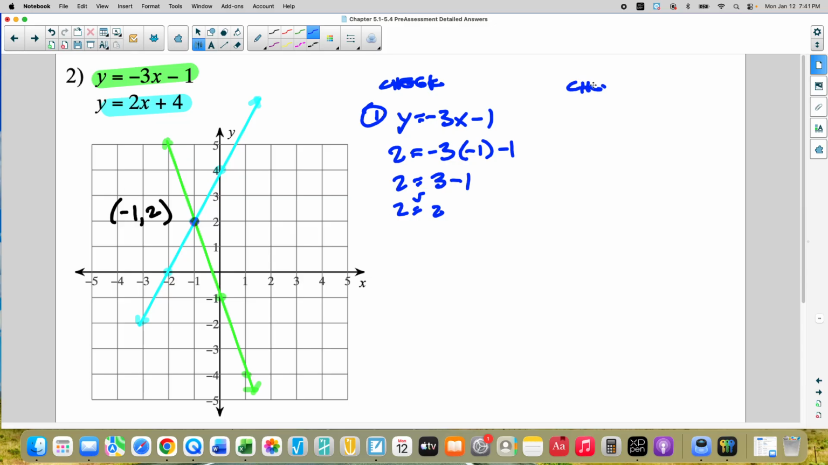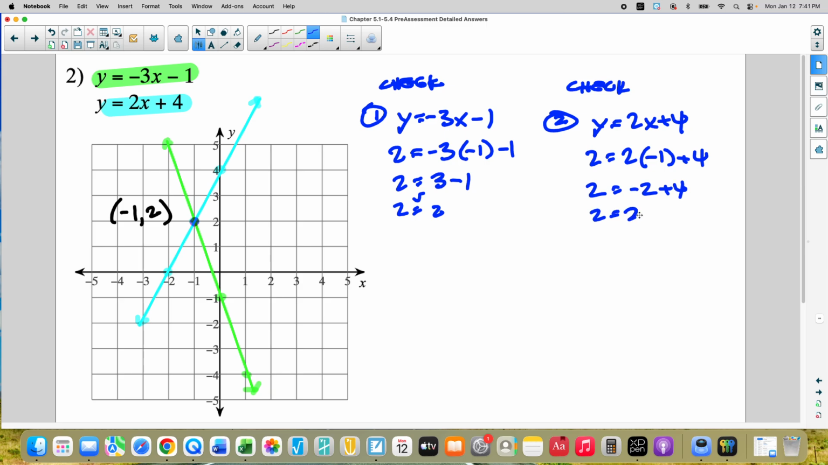I'm going to check the second equation. The second equation is y equals 2x plus 4. My y value is 2. My x value is -1. 2 equals -2 plus 4. 2 equals 2.